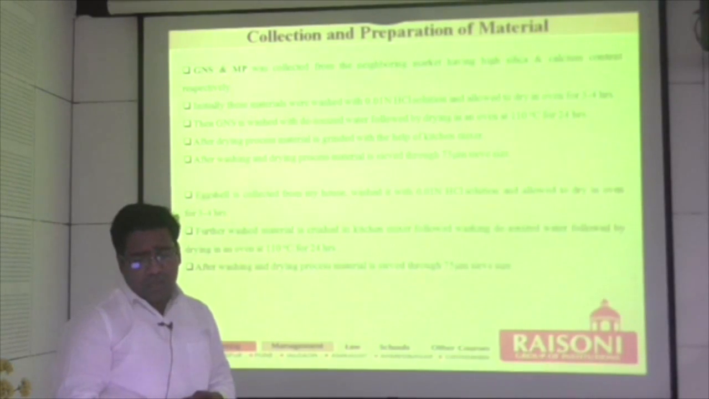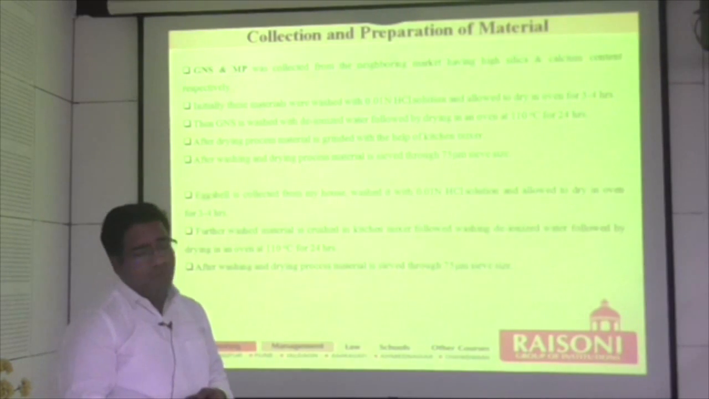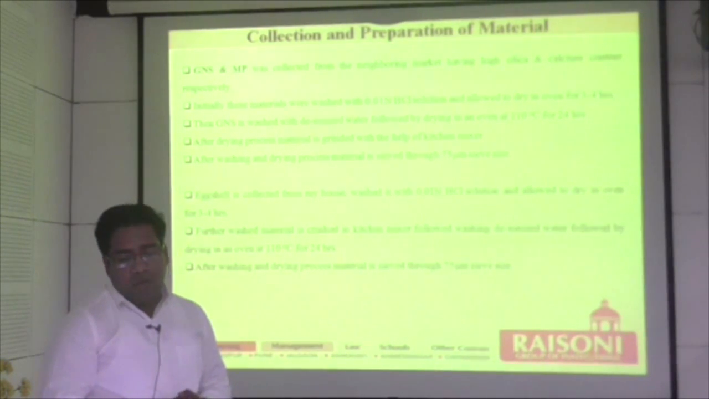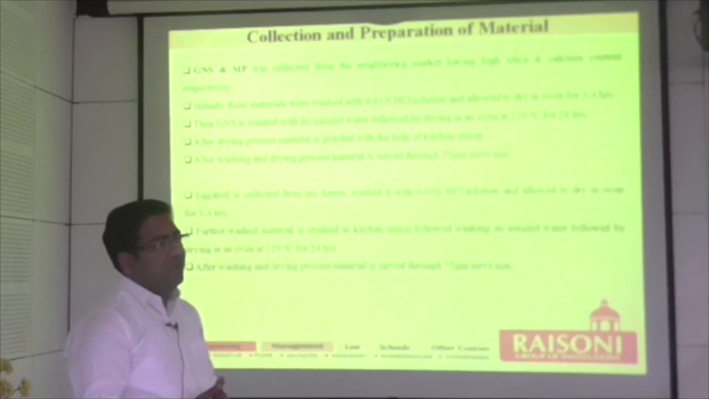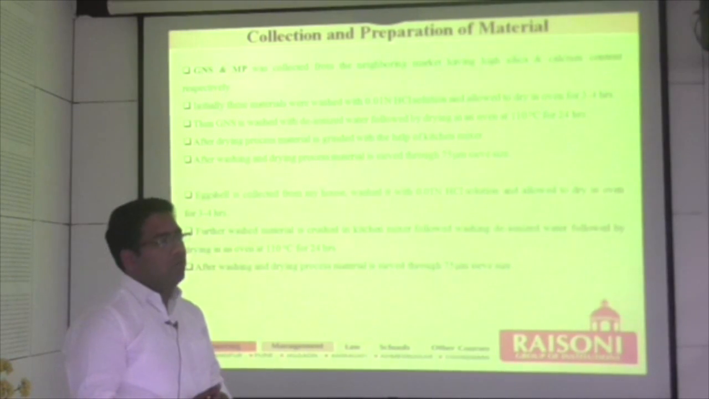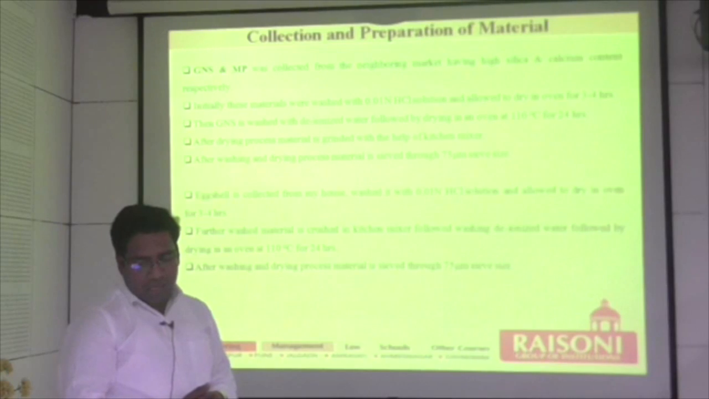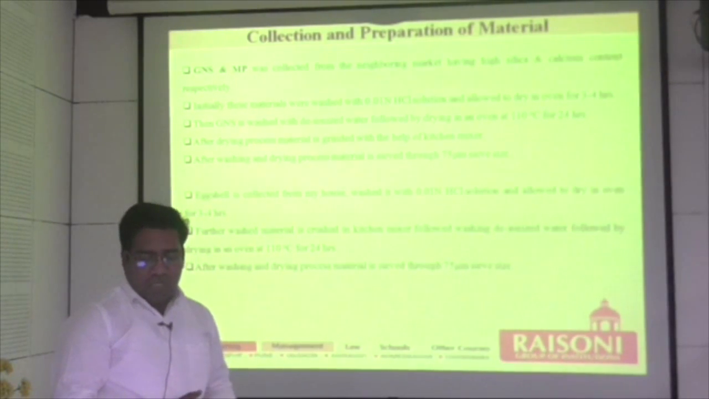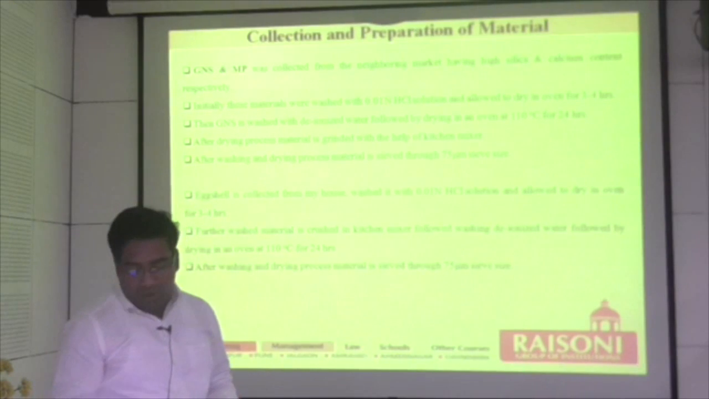The groundnut shell is washed with deionized water followed by drying in an oven at 110 degrees centigrade for 24 hours. After the drying process, the material is ground with the help of a kitchen mixer, and after washing and drying, the material is sieved through a 75 micron sieve. Eggshell is collected from my house, washed with 0.01 normal HCl solution and allowed to dry in an oven for 3 to 4 hours. The washed material is crushed in a kitchen mixer, followed by washing with deionized water, followed by drying in an oven at 110 degrees for 24 hours. After washing and drying, the material is again sieved through a 75 micron sieve.